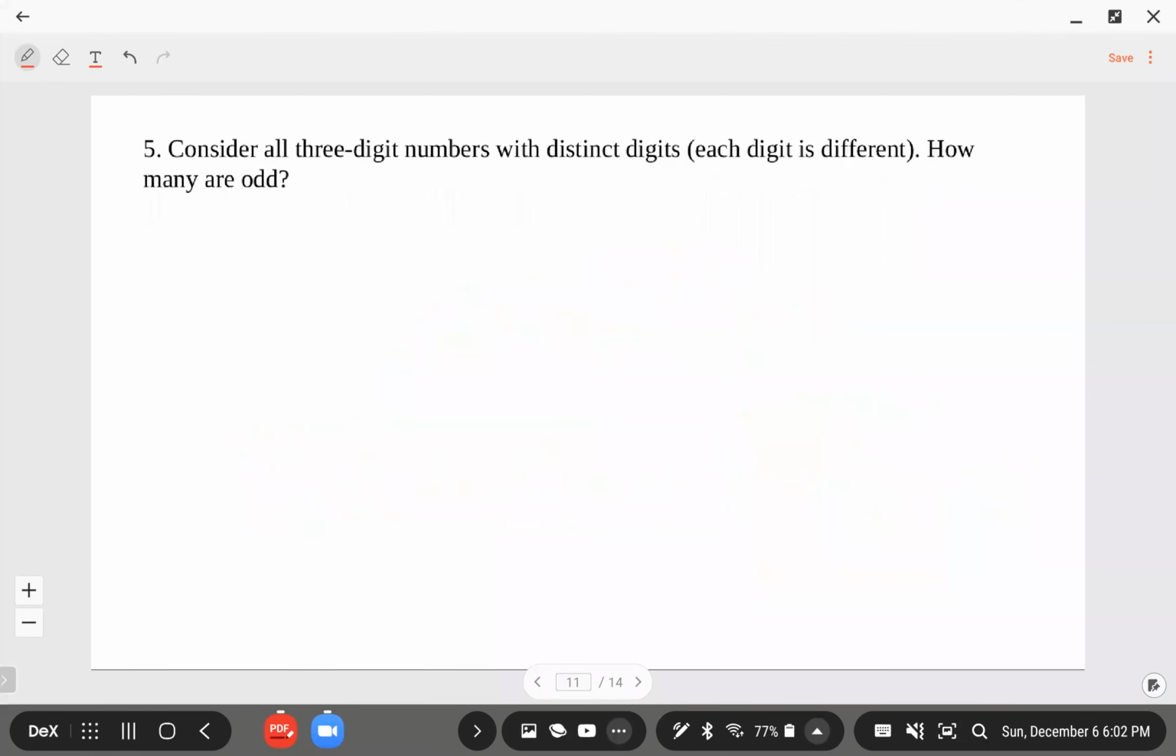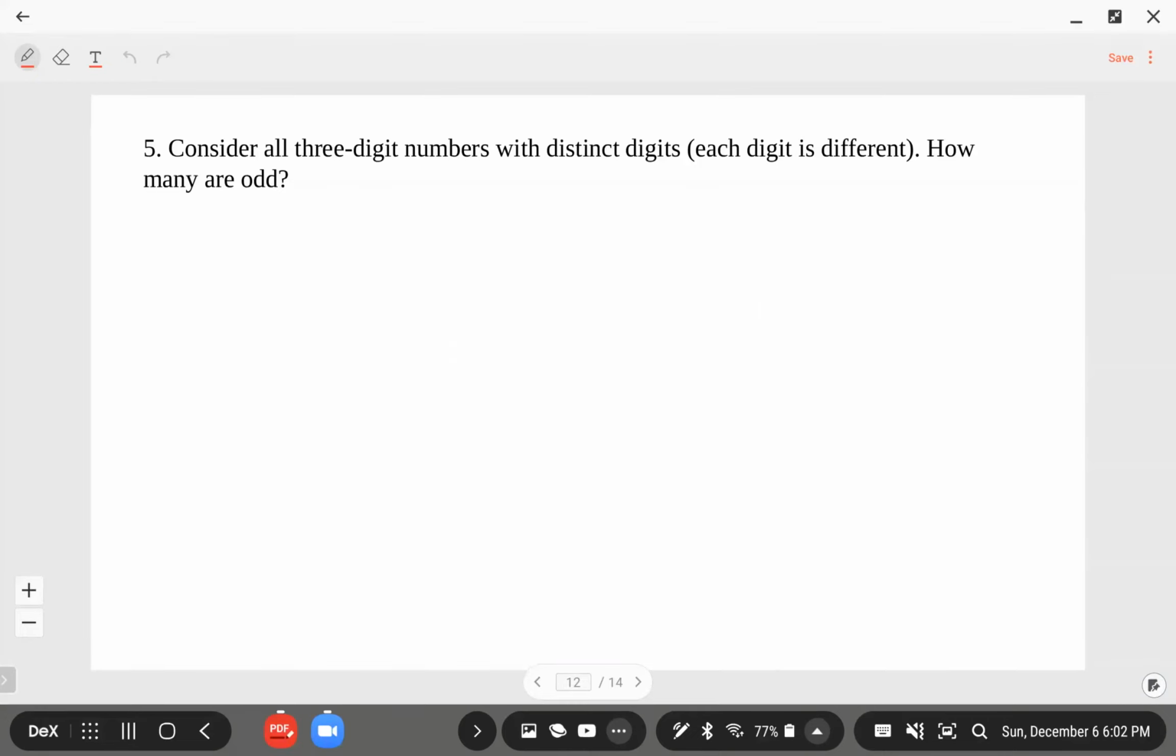Very good, very good. So number 5. And I do have two number 5s. This would be 6. Whoever figured that out, I think it was Jason or someone else, thank you for finding my mistakes. So anyways, number 5. Consider all 3-digit numbers with distinct digits.